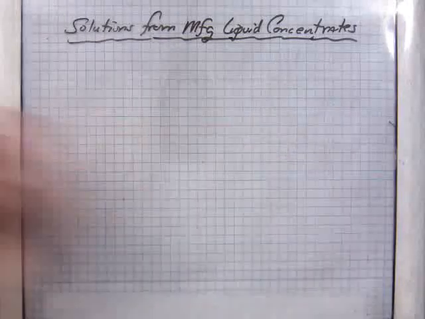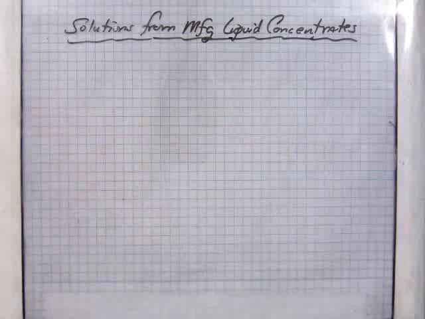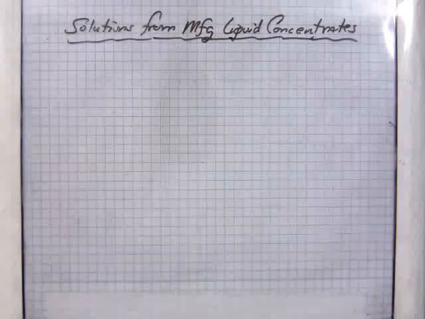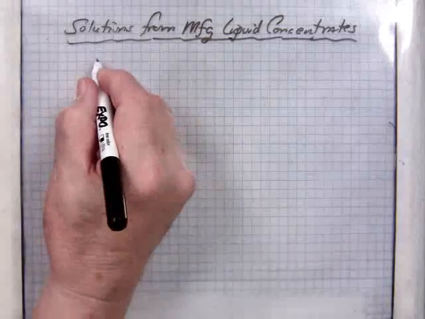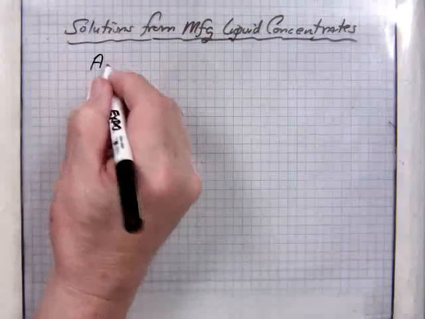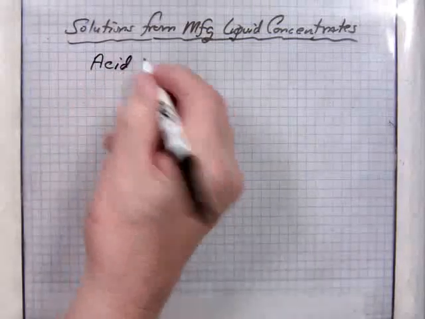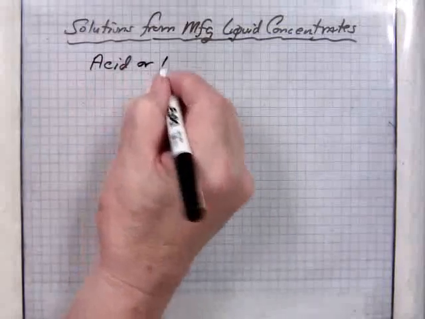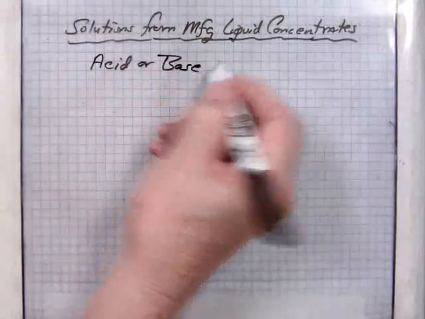So, solution for manufactured liquid concentration is essentially the same thing, except when you receive your reagent from the manufacturer, it's in liquid form and is in a high concentration typically. Example is high acid concentrations, acid or base concentrates.